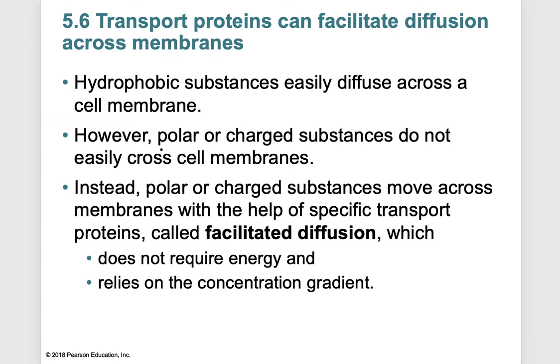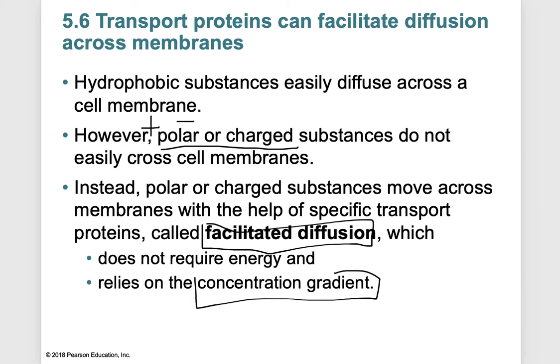But on the other hand, anything that is polar or charged, remember polar means having two separate charges, or just charge, does not cross easily, or at all. So instead, these things have to be helped across with the help of proteins. This is called facilitated diffusion. This also does not require any energy, and it also relies on the concentration gradient.